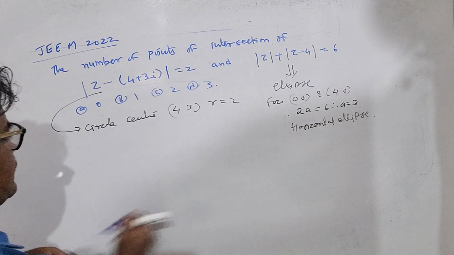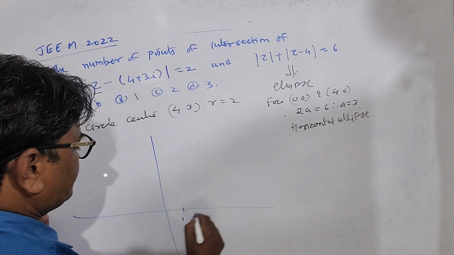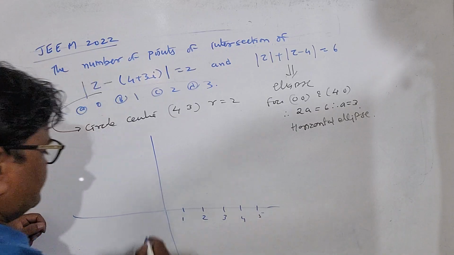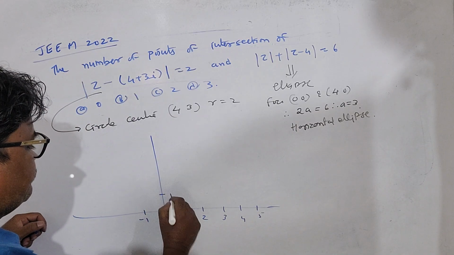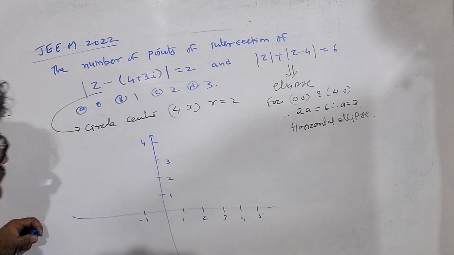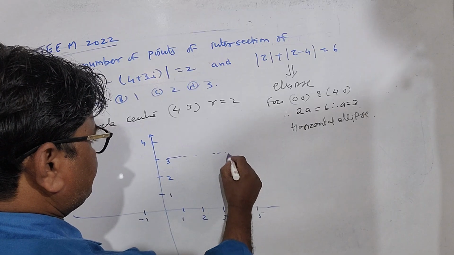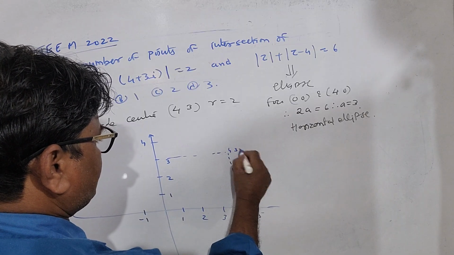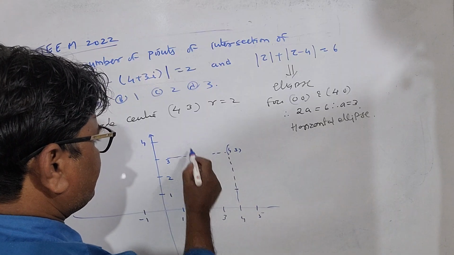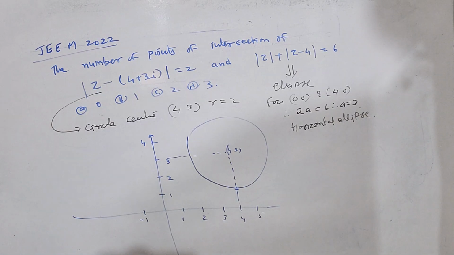See, for this you have to make the figure. This is 1, this is 2, 3, 4, 5, like that. And this is −1, this is 1, this is 2, this is 3, this is 4, and like that. Okay. First we will plot the circle. See, this is your center, (4, 3), and radius is 2. Radius 2 means up to here. So I can have the circle like that. This is the circle. Correct?